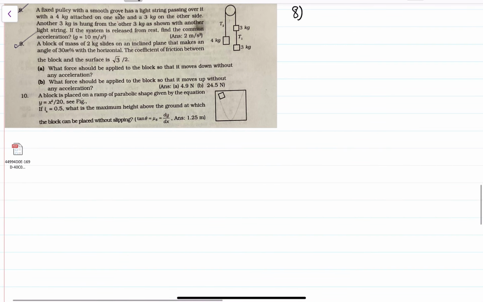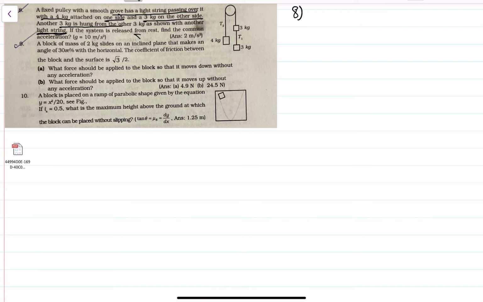with a smooth groove has a light string passing over it with a 4 kg mass attached to one side and a 3 kg mass on the other side. Another 3 kg is hung from the other 3 kg as shown with another light string. Light string means the mass of the string is negligible in this case. If the system is released from rest, find the common acceleration. In both cases, the system is released from rest.